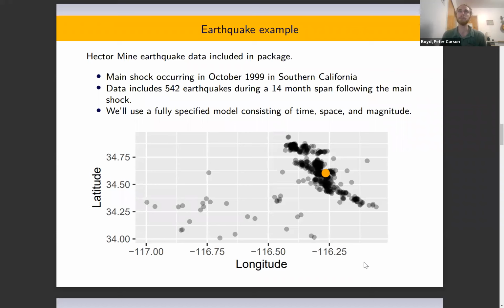Now to walk through an example, I'm going to start by introducing the Hector Mine earthquake. This data set is included in the package, and the Hector Mine main shock was a very large earthquake that happened in October of 1999 down in the Mojave Desert of Southern California. The data set includes 542 earthquakes over a 14-month span that follows that main shock. And this catalog, or earthquake data set, is used in several ETAS studies.